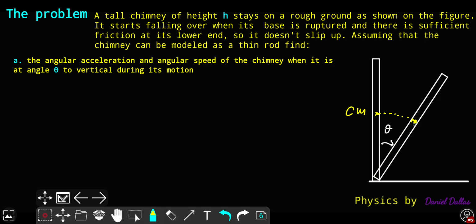How to do that? Where is the starting point? I recommend considering the forces first of all. Let's draw the free body diagram. What sort of forces do we have? We are going to consider position 2. That's position 1, and this is position 2, and we are going to consider all forces acting at the moment when the rod, or chimney, is at position 2.